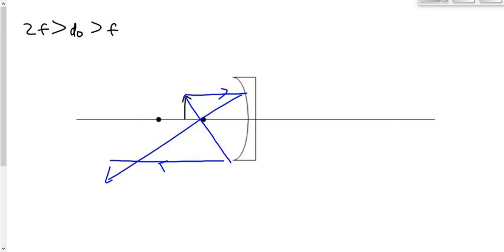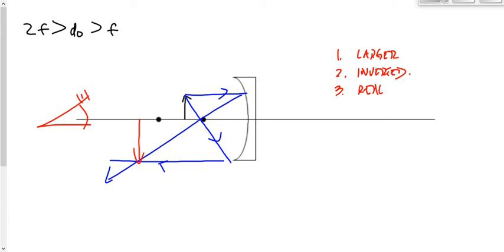And what do we find? Well, the image characteristics are it's larger, it's inverted, and it is real. Again, solid lines intersect, so we could project that onto a screen if we wanted to. We could also stand over here and look at it, but we just don't need to do that.